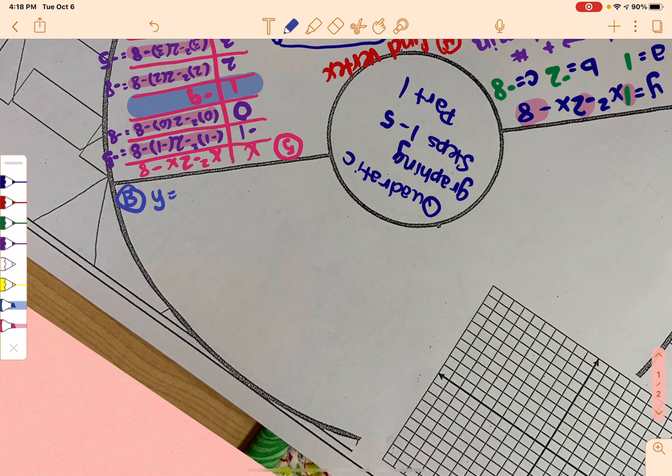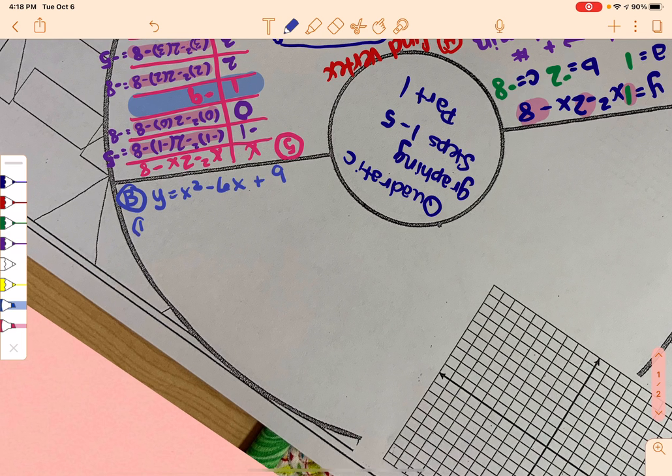Okay, now I'm going to go through and I'm going to do a second equation. So I have y equals x squared minus 6x plus 9. So our first step is to find our a, b, and c. Now realize as I go to look, there's no number in front there. So I do have to assume that's a 1. B would be negative 6, and C would be positive 9. So 1, negative 6, and 9.